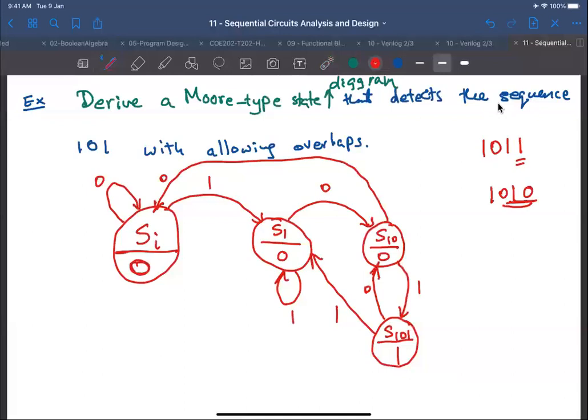This is because we are allowing overlapping now. If we don't allow overlapping, the things will be different. Okay?